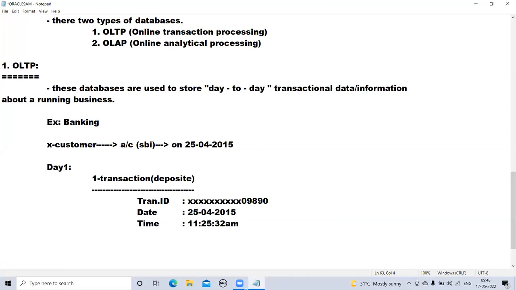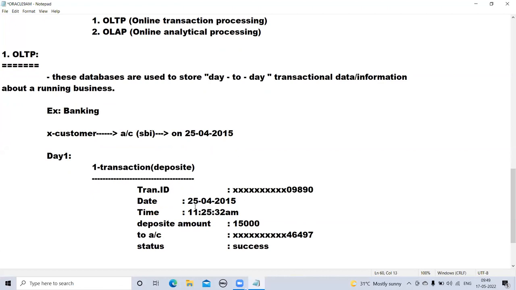So how much amount do you want to deposit here? Suppose I deposit 15,000 rupees. Later, to which account number are you depositing your money? That account number. And the status of your transaction, is it success or fail? Suppose my transaction is success.